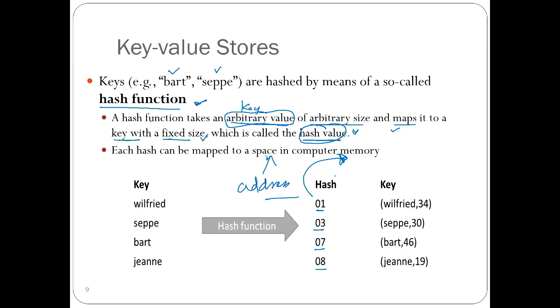So what we are doing in this simple example is using that hash value to store the data. In fact, the first person's age, Wilfred, is stored at 0, 1. The second person's age, which is 30, is stored at 0, 3. Bart's value, age 46, is stored at 0, 7, and similarly the last person, whose age is 19, is stored at that location, right. So that's what our hash function is doing for us. Fairly simple example. Hopefully very soon things will get slightly interesting.